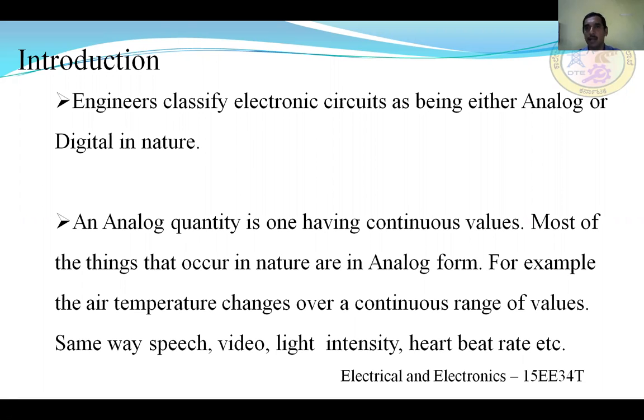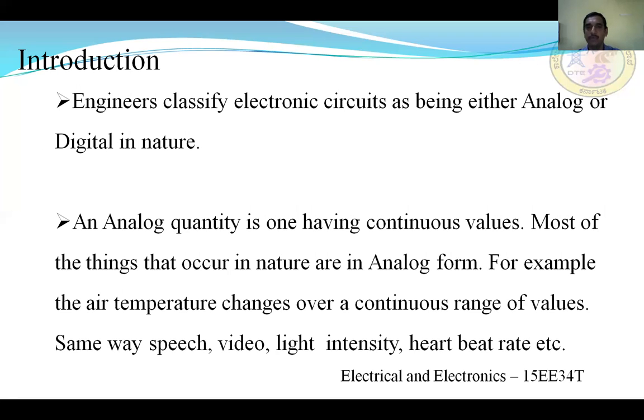So what do you mean by analog circuits? An analog quantity is one having continuous values. Most of the things that occur in nature are in analog form. For example, the air temperature changes over a continuous range of values. Same way, speech, video, light intensity, heartbeat rate, etc. So you observe this, these are all available in nature. These are the natural signals we are getting.